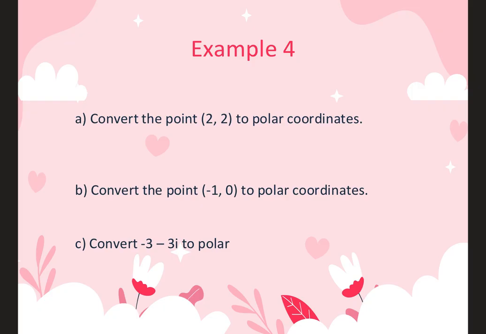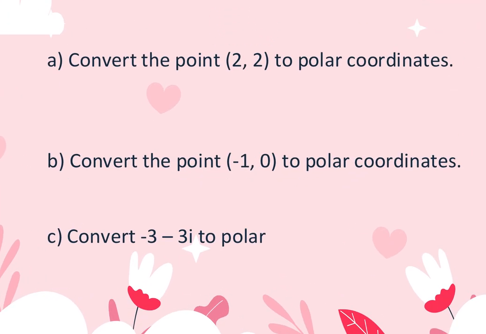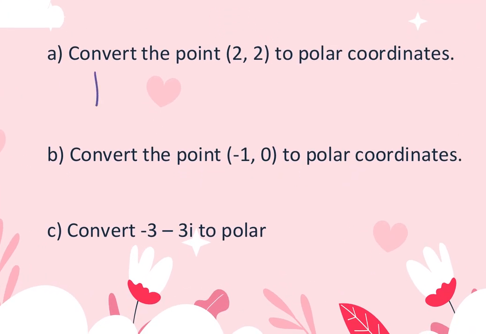Example 4. A, convert point (2, 2) to polar coordinates. So I'm going to do A with you and then I'll let you do B and C together. So first of all, where is (2, 2)? First quadrant. So r equals the square root of x squared plus y squared, square root of 4 plus 4, square root of 8, which is 2 root 2.